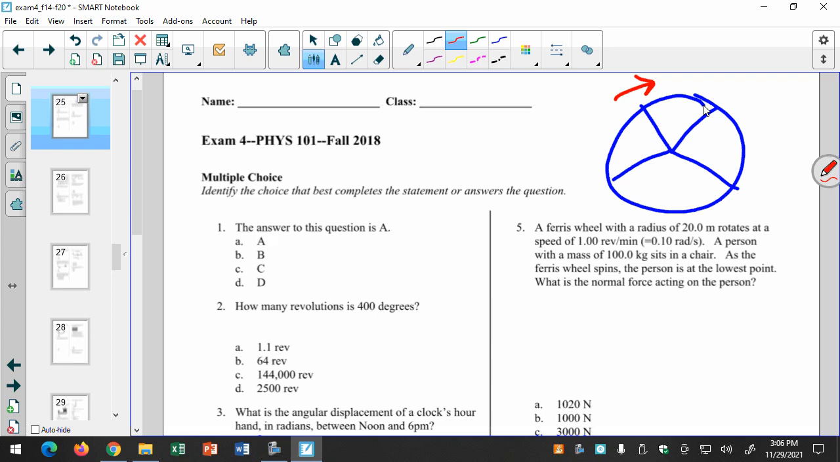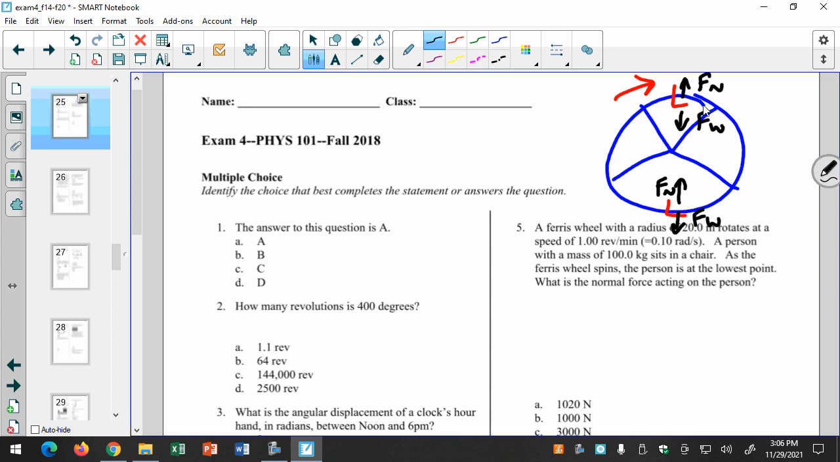Anyway, so I can have 2 scenarios. I can be at the top or at the bottom. So these are just the chairs in the Ferris wheel at the top or bottom. And in both cases, I have forces that are upwards, that's the normal force, and downward, that's the weight.